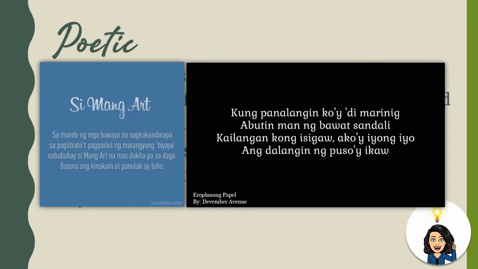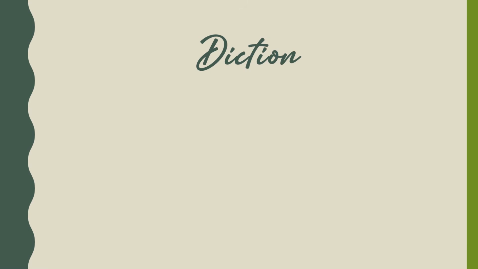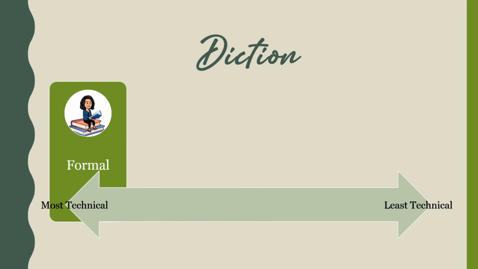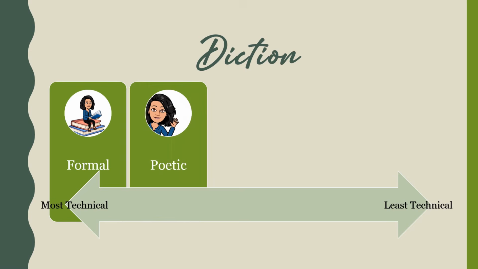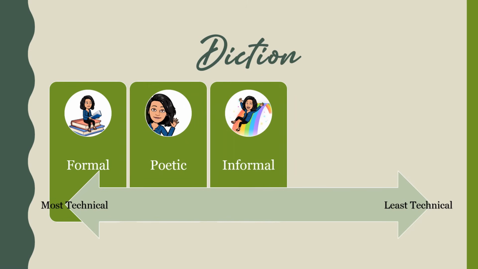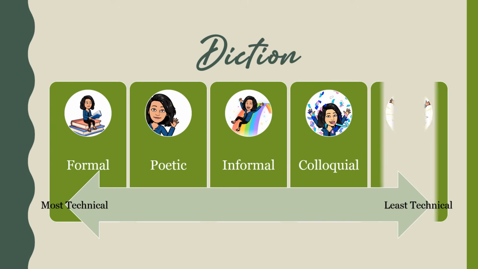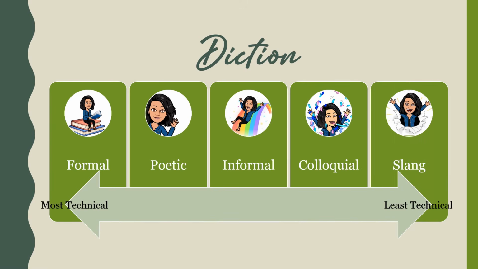If we are going to list these types of diction from the most technical to the least, this will be its arrangement. First is formal, followed by poetic. Third is informal. Fourth is colloquial. And last is slang. Once again, that is diction.